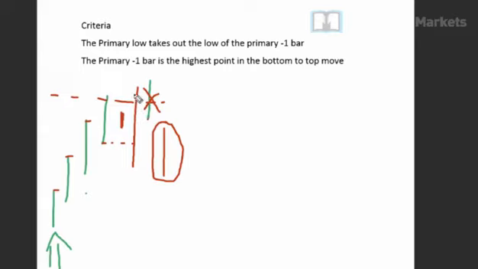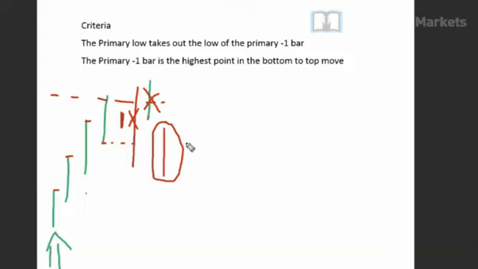The outsider bar is also not the highest point in the bottom to top move, even though it does take out the low of the primary -1 bar. So both criteria were not met. The outsider bar is not it either, and for sure the insider bar matches neither criteria. So we only have one possibility that allows for this to be a primary bar.